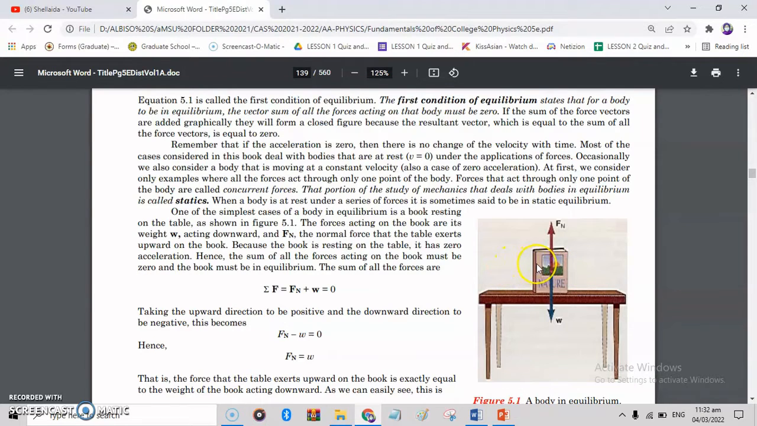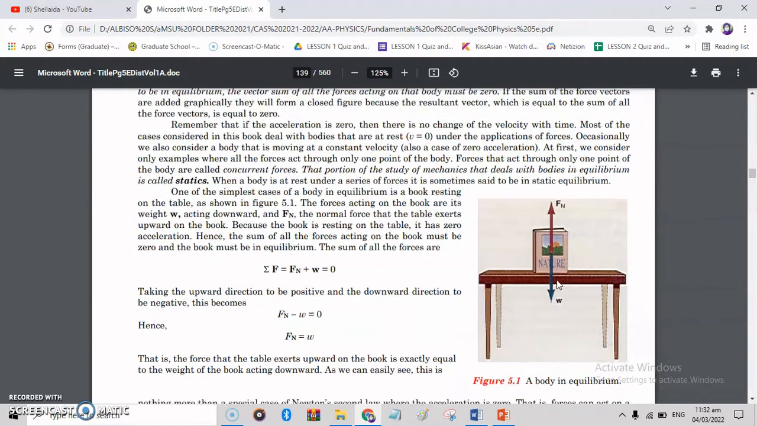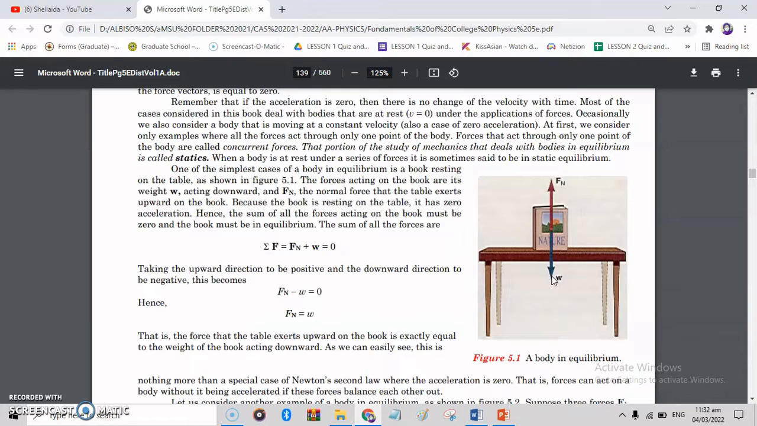And the forces acting on this book are its normal force and the weight force. So taking into consideration their proper position, this is positive, so this is negative. This is why Fn, or normal force, minus weight equals 0, or simply normal force is equal to weight.